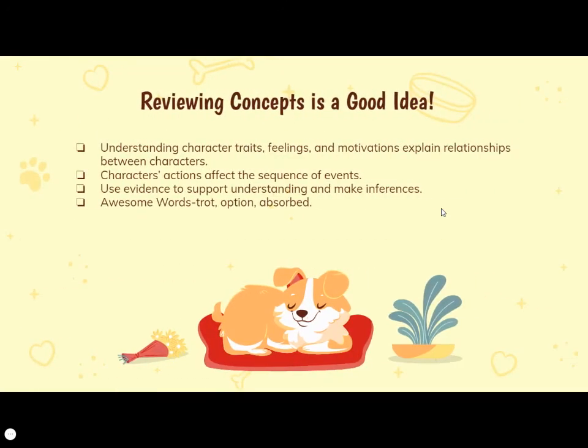Let's review the concepts we talked about in this lesson. Understanding character traits, feelings, and motivations explain relationships between characters. Characters' actions affect the sequence of events. Use evidence to support understanding and make inferences. Awesome words we read today were trot, option, and absorbed.